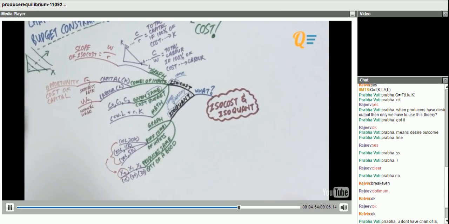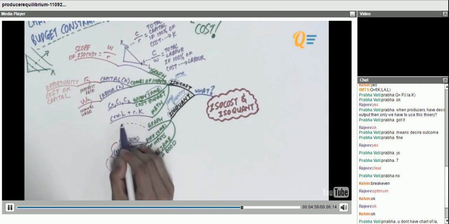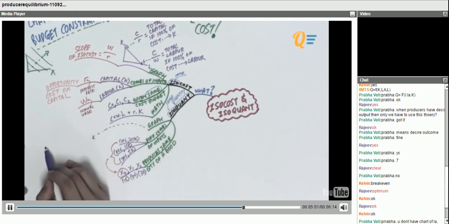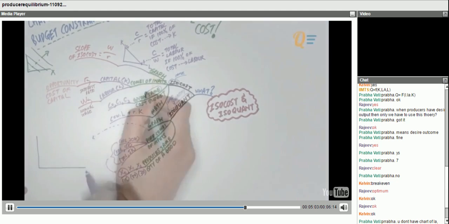Okay, so that's what it means by the different combination of inputs that produces the same quantity of a particular good. So let's look at this in a graphical.